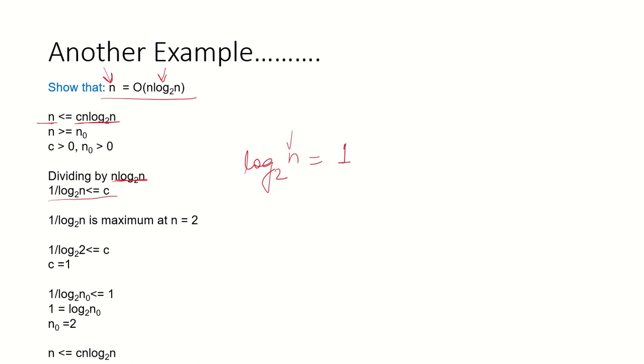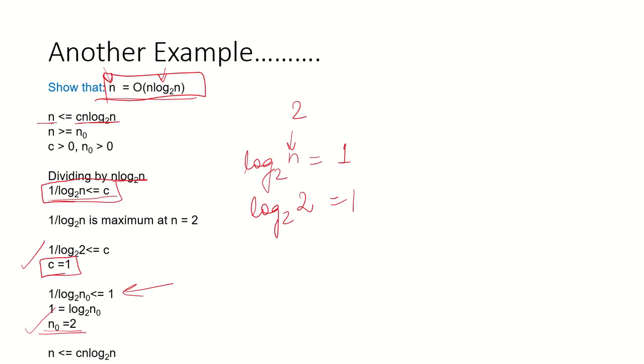This is possible only when n is equal to 2, because then log 2 to the base 2 would be equal to 1. So at n equal to 2, we substitute this value over here, and C would become 1. And when we put it in this equation, we get n0 equal to 2. So we have been able to determine a positive constant C, and we have been able to find a positive value for n0. So we say that f(n) is big O of n log n.